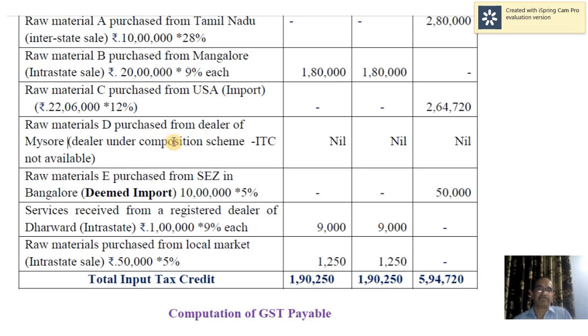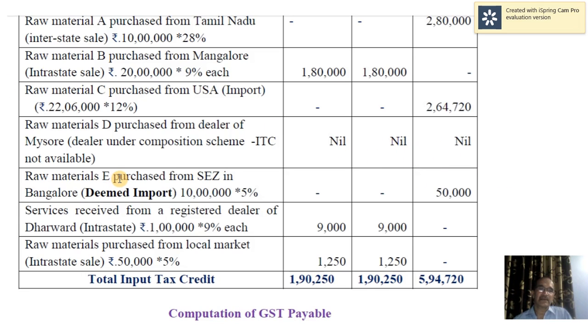Okay, yes. Raw material D purchased from a dealer of Mysore, a dealer under the composition scheme. Therefore, ITC is not available. No ITC is available because under the composition scheme, the supplier will not collect any tax from the receiver of the goods. Similarly, he is not entitled to utilize input tax credit from his supplier. Therefore, no input tax credit here.